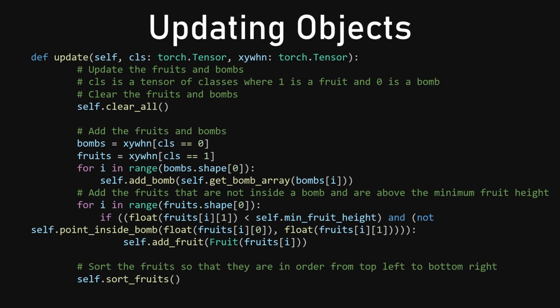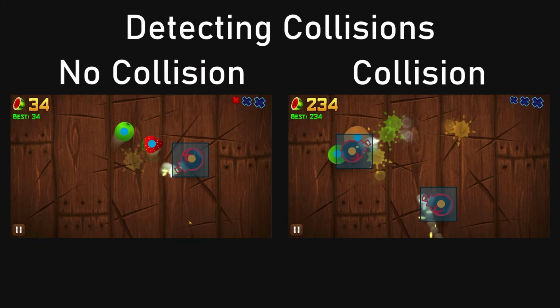Another method in the game class is responsible for updating the fruits and bombs location with every frame. One thing to note is that fruits are only added if they are above a certain height of the screen and not overlapping with the bomb. To detect fruit collisions with the bombs, the corner coordinates of all the bombs are compared to the fruit. And if the fruit coordinates are inside the bomb corners, it must be overlapping.